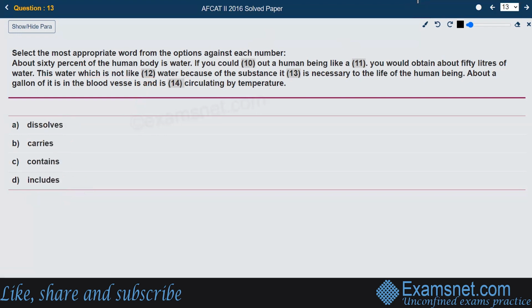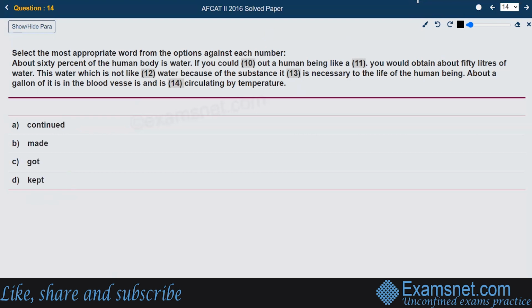Next. So this water which is not like normal water, as we filled in the last question, because of the substance it dash. Let us see the options: dissolves, it should not be looking good. Carries, doesn't carry any substance. Contains and includes. So the word is contains, because there is a quantity being checked for. A volume is there. So the word contains should be used at number 13. The water, because of the substance it contains, the substances are contained by the water. So the right answer is contains.